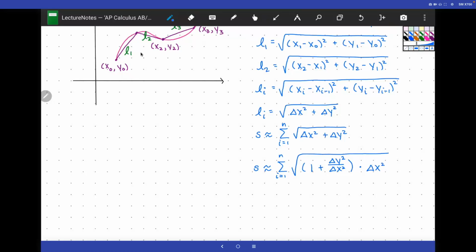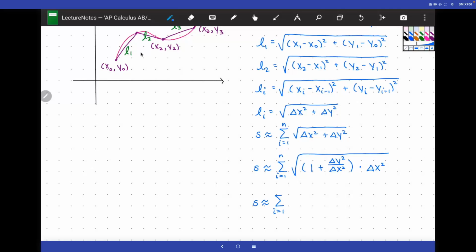And you can check that this works. If you distribute that delta x squared back in, delta x squared times 1, delta x squared times a fraction, the delta x squareds cancel out, you have delta y squared. And then in the next line, I'm going to do two things. First of all, this delta y squared over delta x squared, the top and the bottom are both squared. I'm just going to make the whole fraction squared. And then when I take the square root of something squared, they'll cancel out, and I'll just have delta x left. So it's going to look like this.